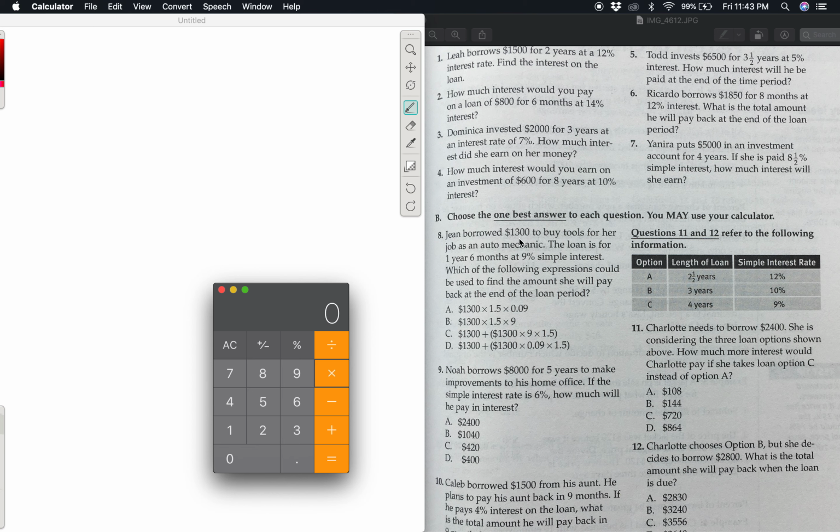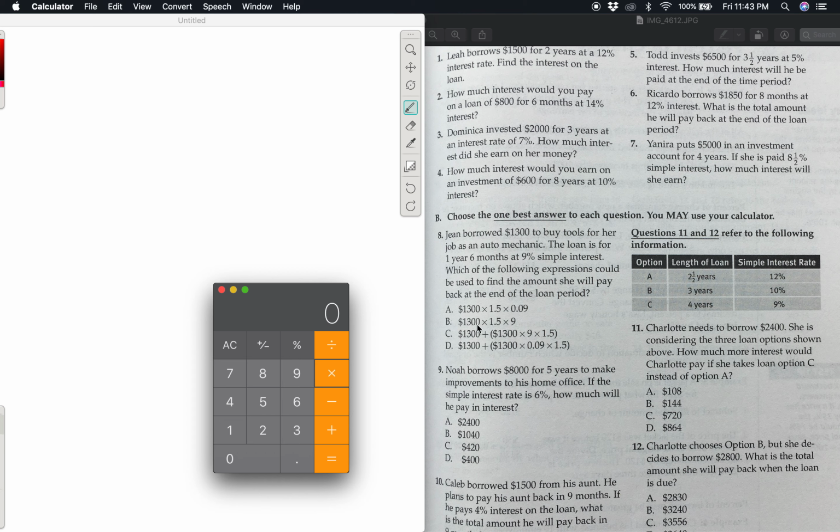Principal. Then we have the time, which is a year and a half, does equal 1.5, okay? Because half a year is 0.5. And then we have times 0.9. So this is actually, A is the best answer, because that's exactly how you're supposed to do it.